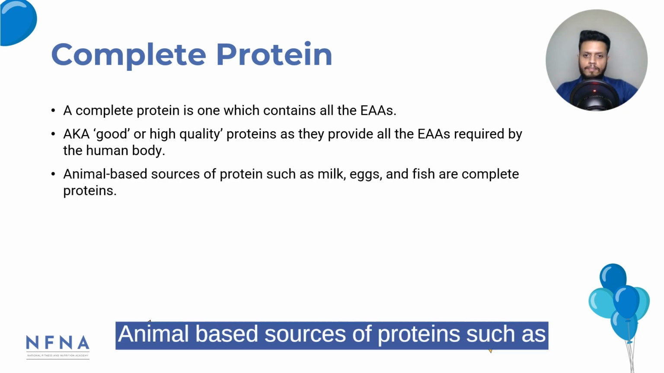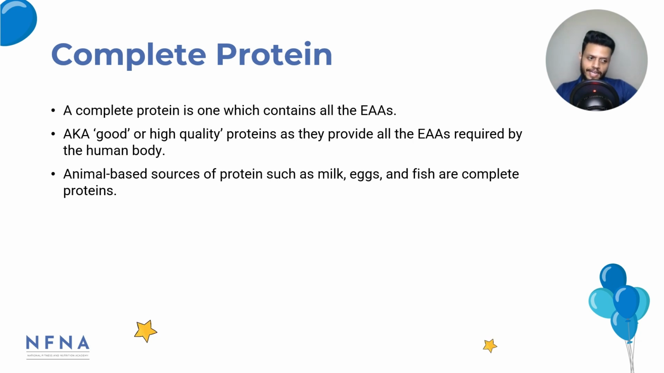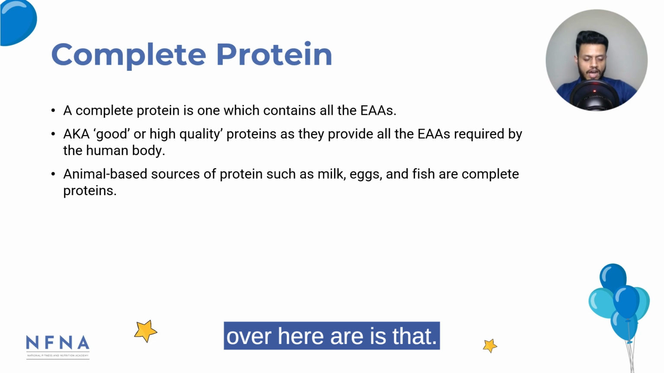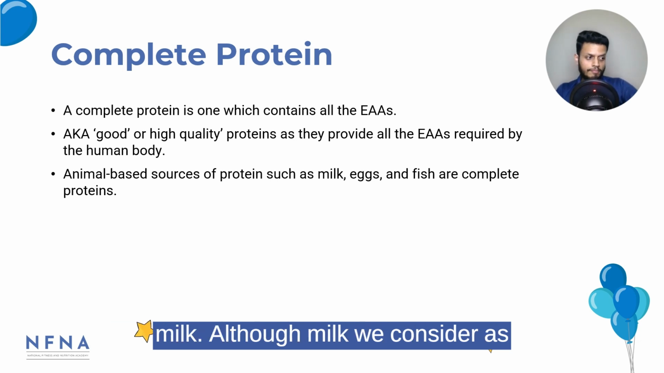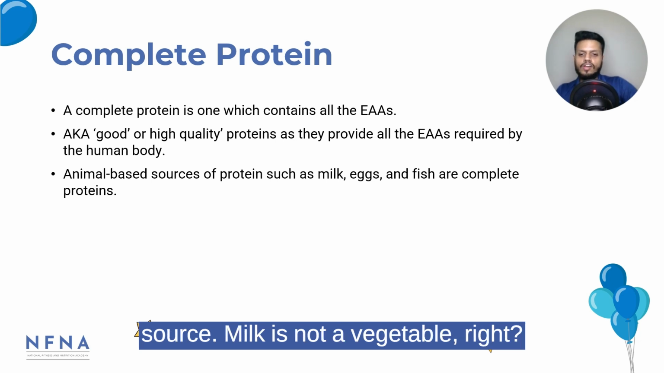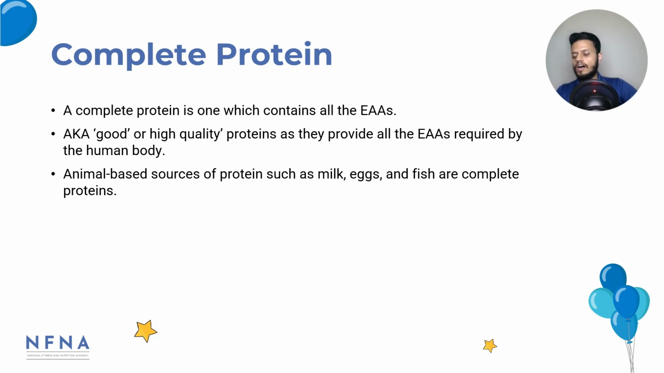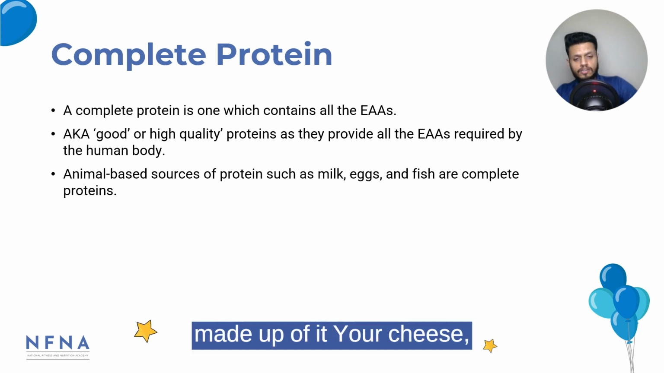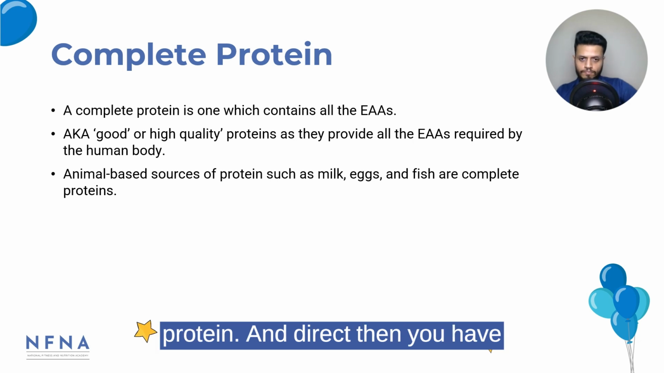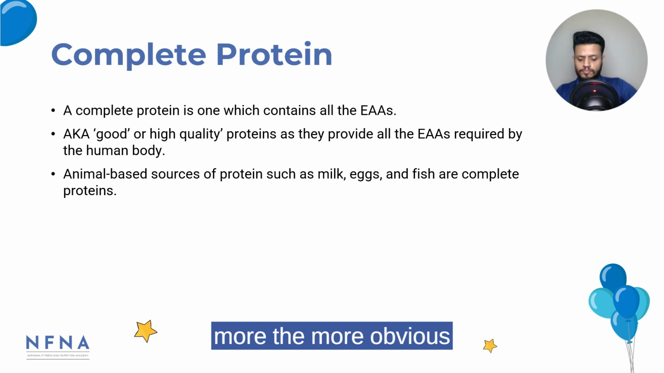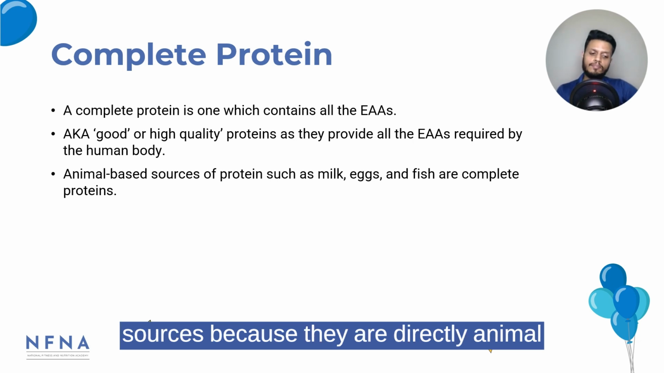Animal-based sources of protein such as milk, eggs and fish are complete proteins. So if you are looking for sources of protein which are complete, a general rule of thumb is that any animal source of protein can be considered to be complete, which includes milk. Although we consider milk as vegetarian, it is technically an animal source. Milk is not a vegetable, right? So it is an animal source. So milk is a complete source of protein, and so are the various products made from it. Your cheese, paneer, curd, they are all also considered complete sources of protein. And then you have the more obvious animal products like eggs and fish, which are also complete protein sources because they are directly animal foods.